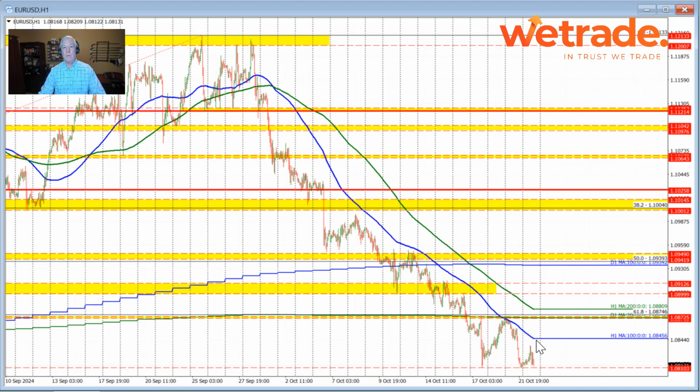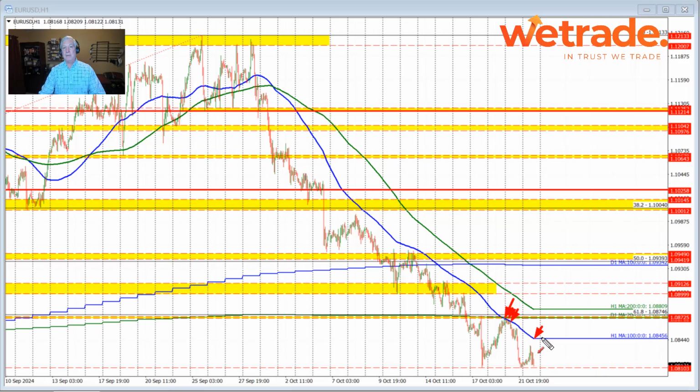Taking a look at the hourly chart in this currency pair, the 100-hour moving average is moving lower, but still remains a ways away from the price. Note here that you might as well add the 100-hour moving average as another level that caused the market to sell off in trading in the Asian session yesterday. That 100-hour moving average is moving lower and comes in at 1.08456.